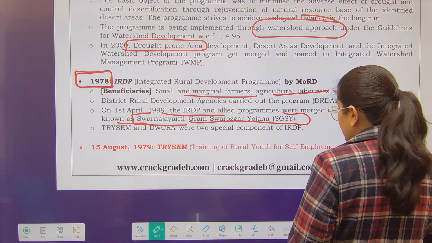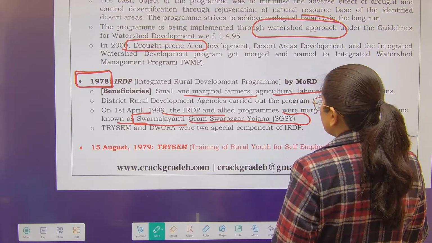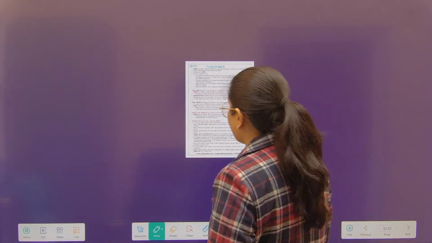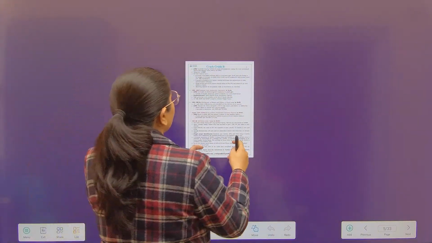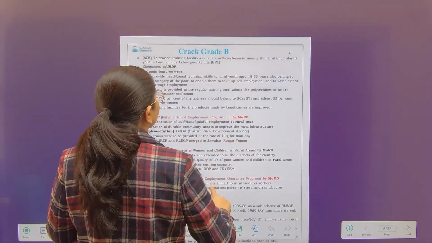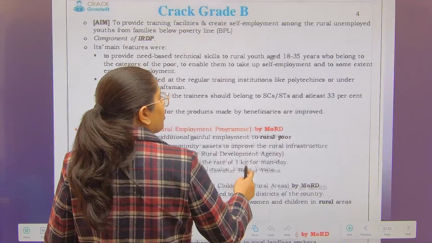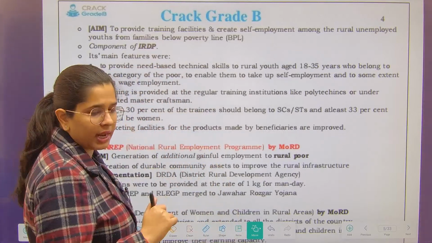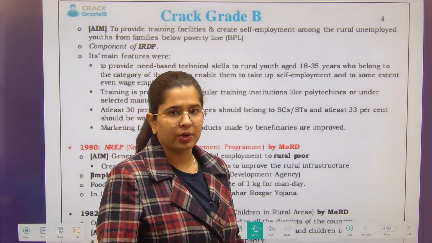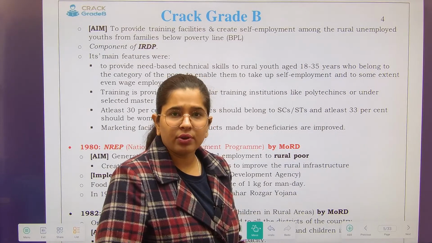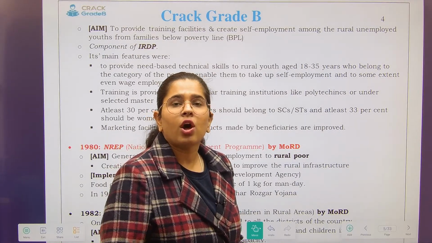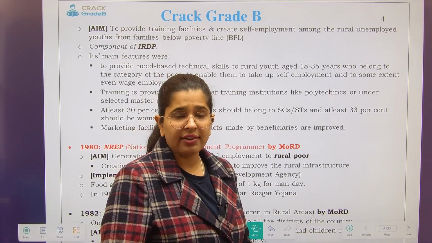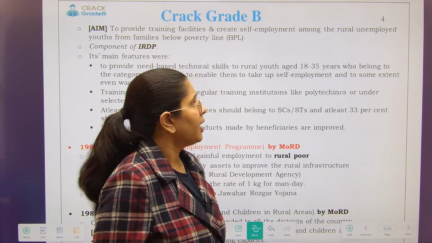What is TRYSEM? This has been asked in your previous examination. Training of Rural Youth for Self-Employment by the Ministry of Rural Development. The aim was obviously to train the people. First, what kind of training? If you belong to any rural area, you will know that polytechnics are still famous in rural areas. In polytechnics, they teach you small components of technical education that can be used by yourself in case of self-employment, right?